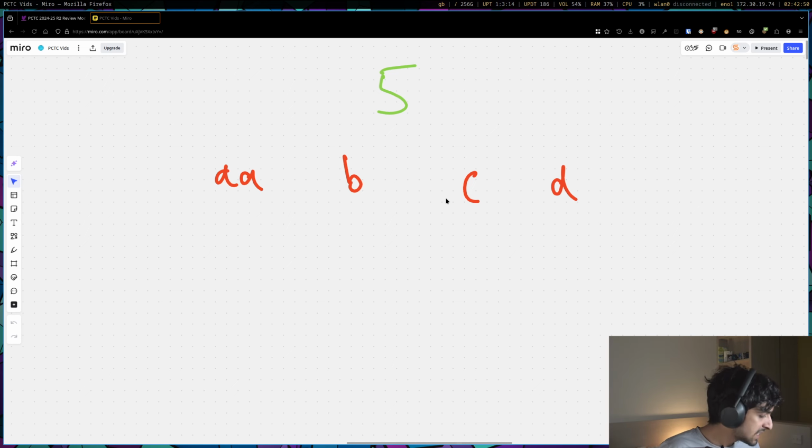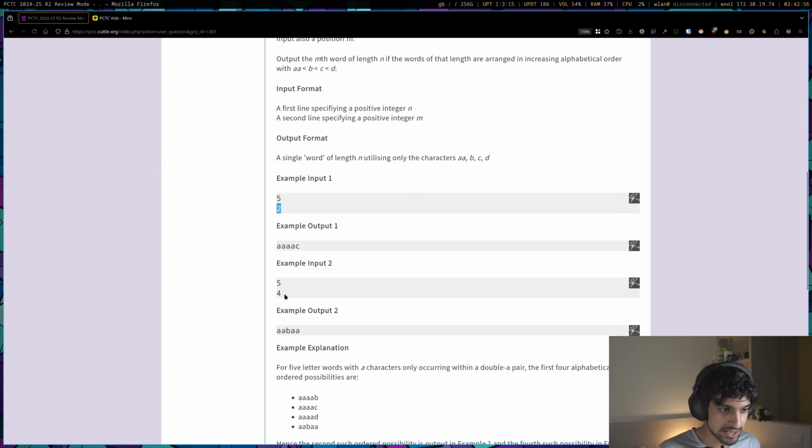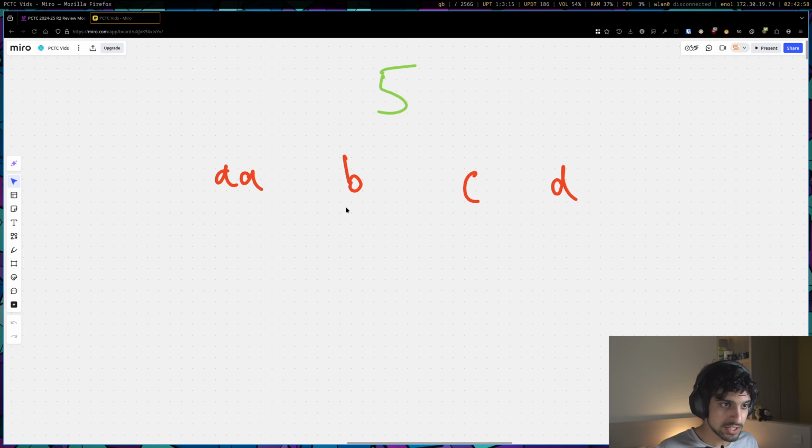Okay, I think we're not going to go with the example because 2 is a bit short, and 4 is also a bit short. So we're going to go with 6. Say the first input was a 5, and the second number inputted was a 6. Those were your 2 inputs, 5 and 6. So how do you figure out what the 6th thing is when this is in alphabetical order?